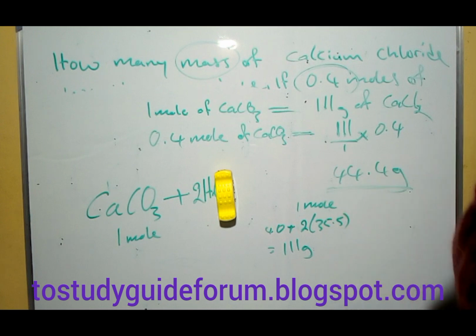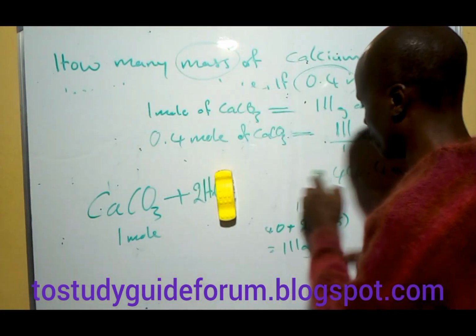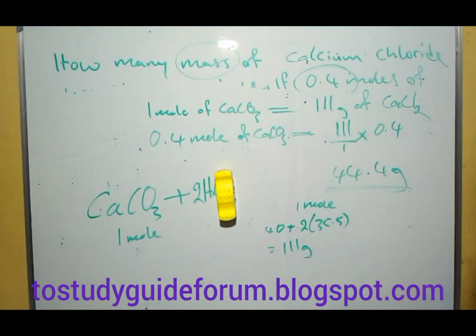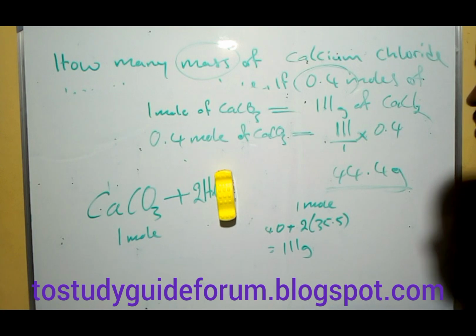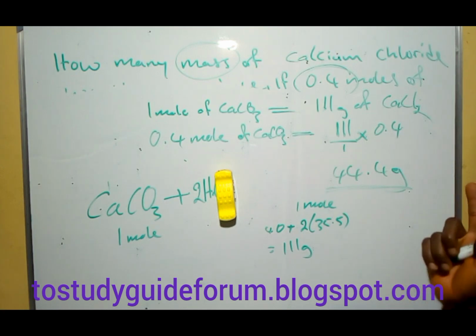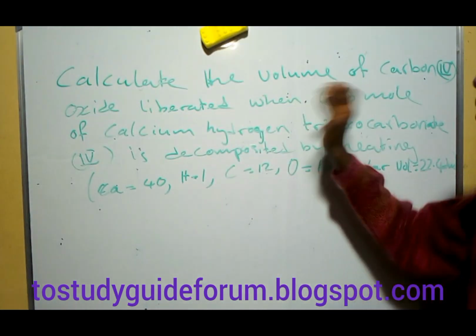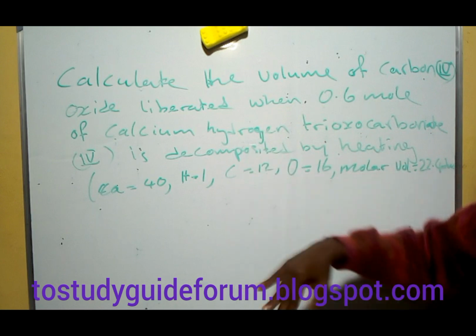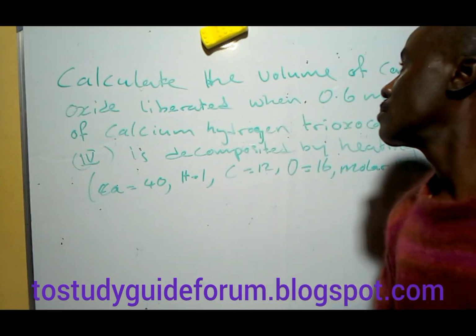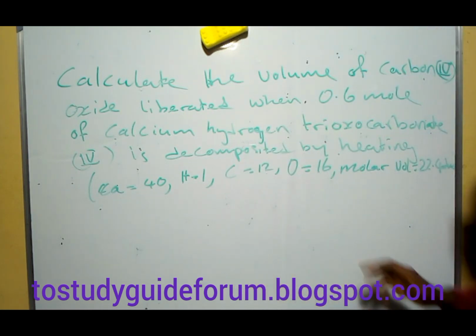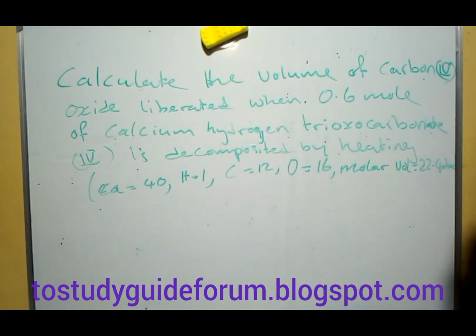Now let's quickly go to another one. This calculation now has to do with mole towards mass. Let's try another question that has to do with mole towards volume. In this case, we are calculating the volume. It says: calculate the volume of carbon(IV) oxide liberated when 0.6 mole of calcium hydrogen trioxocarbonate is decomposed by heating.